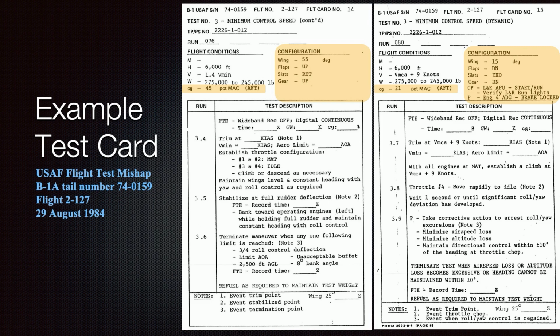What essential elements of test cards do you notice included with this example? Are there any elements missing? I hope you've noticed the lack of safety mitigations and cleanup items after card 14.